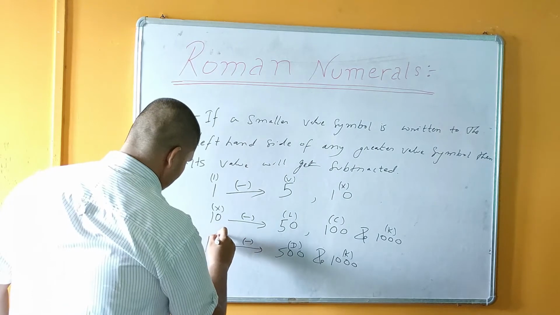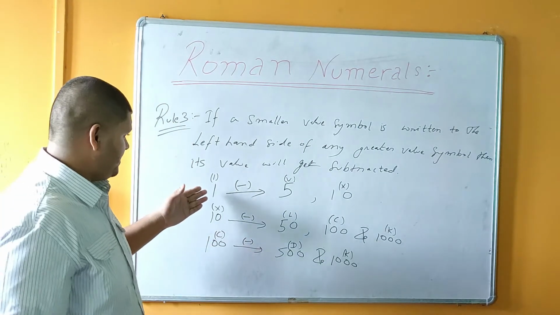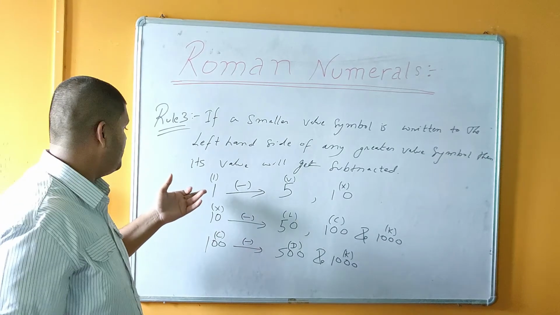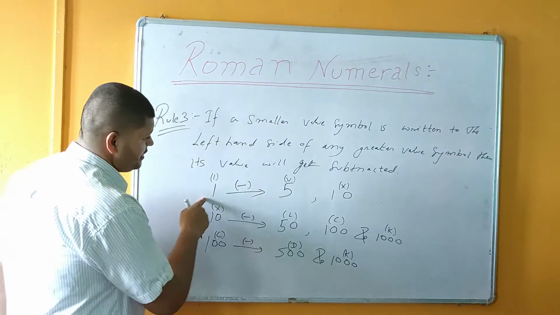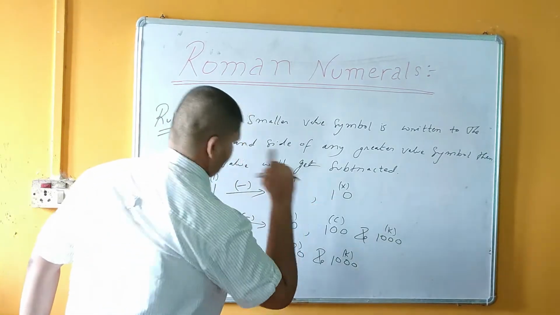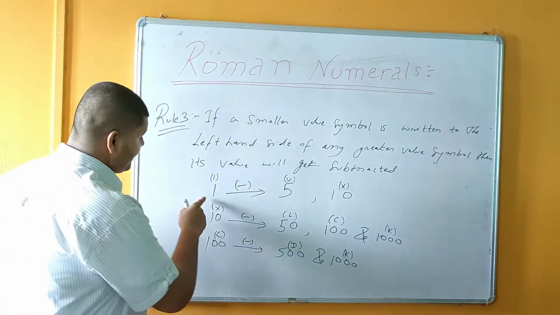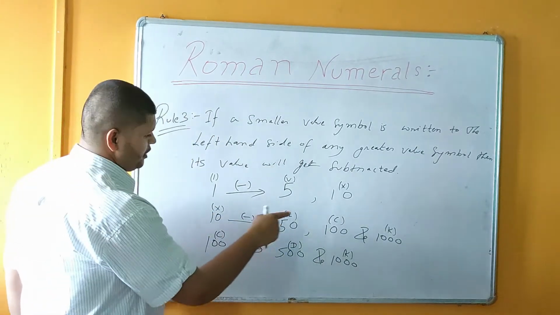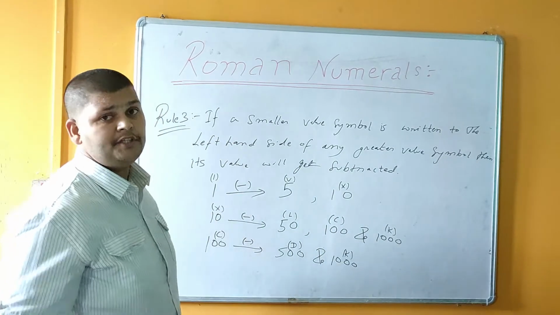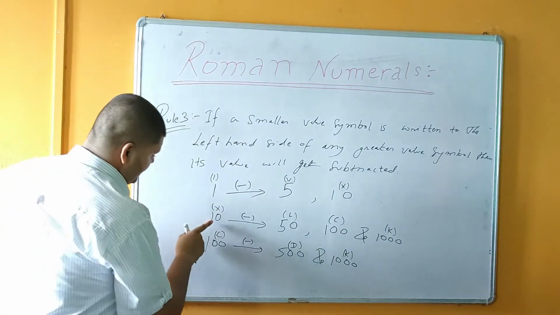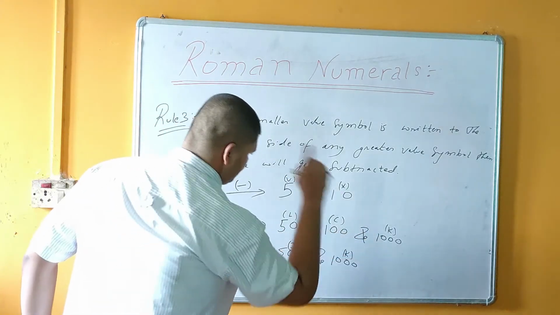And this C. So when I mean to say this 1, from which number can you subtract? You can subtract this 1 either from 5 or 10. This 1 cannot be subtracted from 50, 100 or 1000. This is a point you need to remember. This 10 can be subtracted from 50, 100 and 1000.